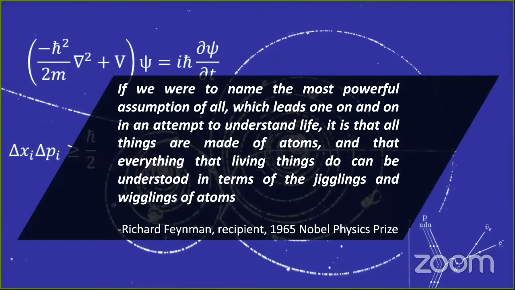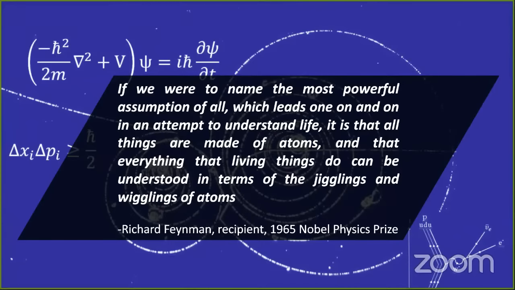So to understand the principle of simulation, this is a very simple quote by Nobel laureate in physics, Dr. Richard Feynman. This quote summarizes what exactly molecular dynamics is all about. If we were to name the most powerful assumption of all, which leads one on in an attempt to understand life, is that everything is made up of atoms. I think we have already gone past that phase of just doubting whether everything is made up of atoms or not. We know that for a fact. And the next part of this quote says that everything that living things do can be understood in terms of the jigglings and wigglings of the atoms.